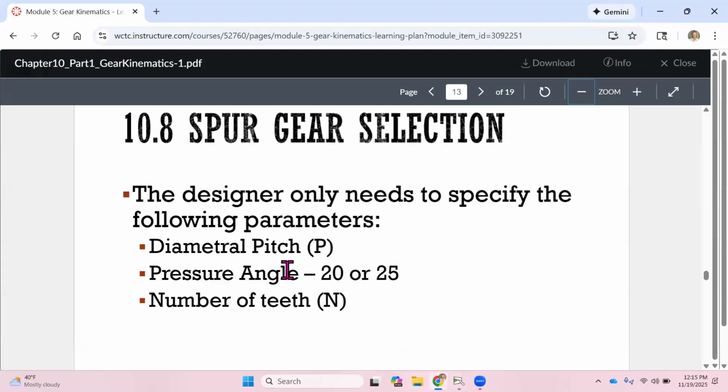So diametral pitch. Now that we've talked about diametral pitch, we have to be sure that when we have a set of mating gears, the diametral pitch has to be the same. We had talked about that last time. That's the profile of the tooth. So if I know that I'm going to pick, for instance, a number 8 diametral pitch, both of my gears have to have diametral pitch of 8.